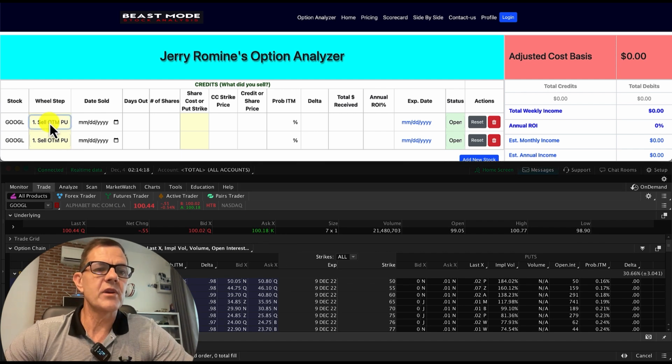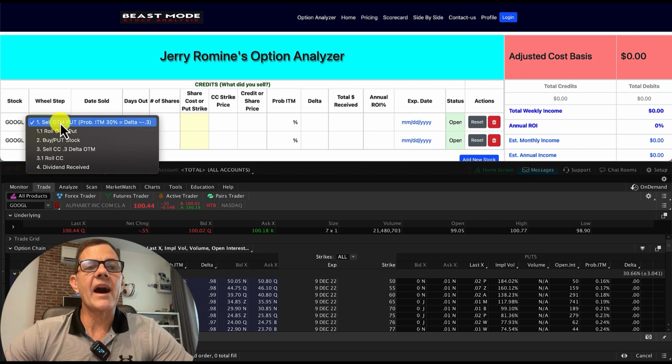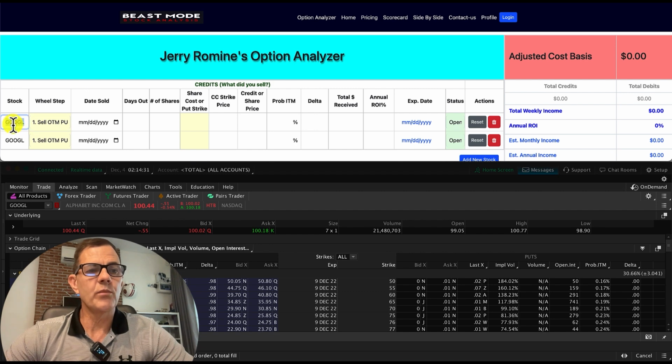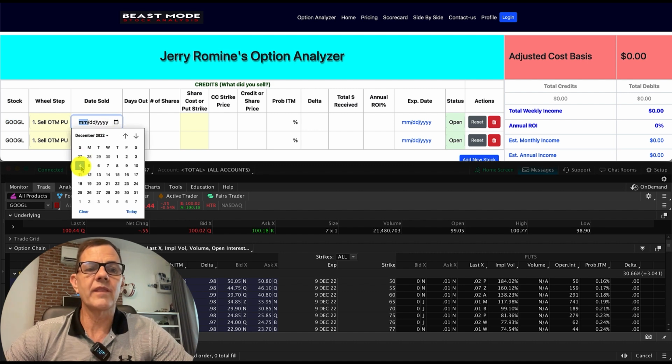So our first step is we want to go ahead and sell an out of the money put, and we generally speaking want to get the probability at about 30% and we want a delta of approximately negative 0.3. So that's our first step. We already put in our Google name, G-O-O-G-L, and then the next is the date sold. Now it's Sunday as I'm recording this on the 4th, so I'll actually be able to sell this on the 5th.